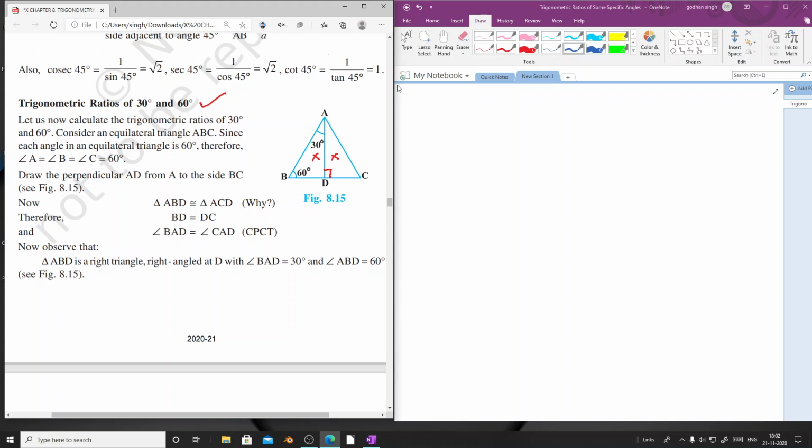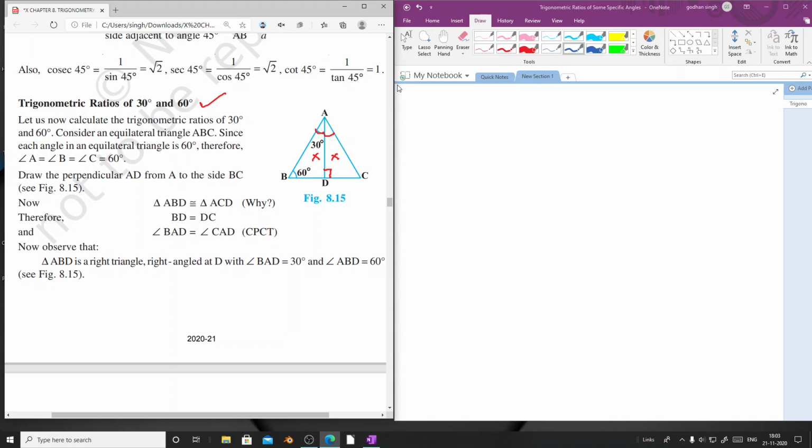And then because we know that whenever two triangles are congruent, their corresponding parts are equal, so we can say that angle BAD and angle CAD both will be equal, but the total sum is 60 degree. So both will be 30 degree and 30 degree. So now triangle ADB is a right triangle with the acute angles as 60 degree and 30 degree. So we can easily get the values of sin 30, cos 30 and tan 30, and same way also we can get the values of sin 60 degree, cos 60 degree, tan 60 degree, cosec 60 degree, and so on.